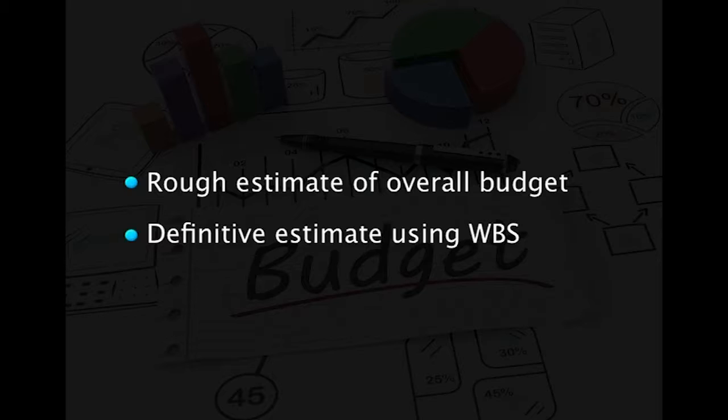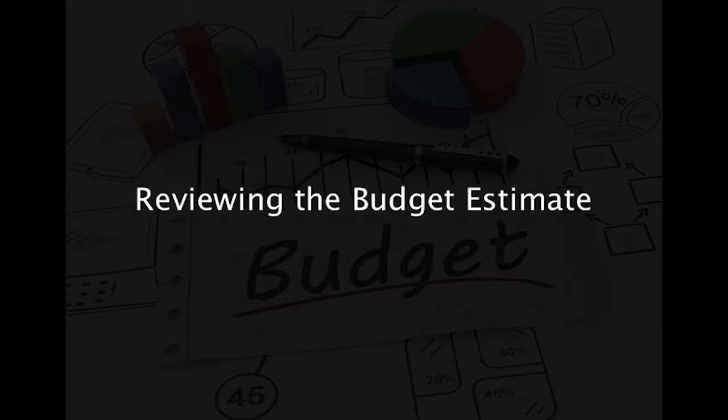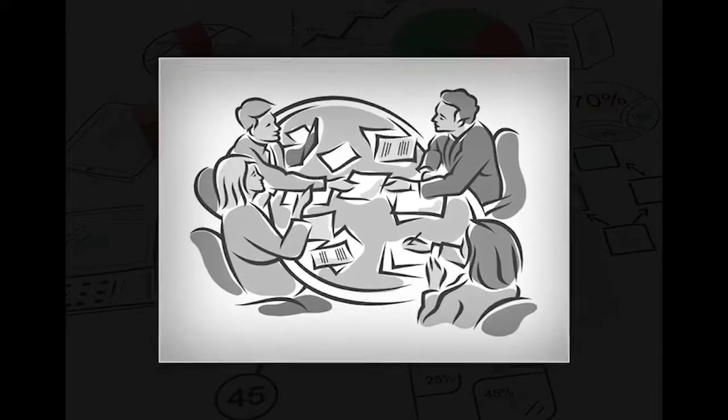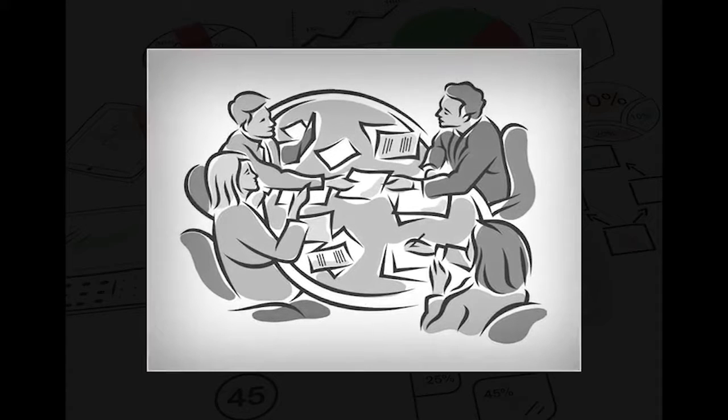Though the project manager is responsible for the budget estimate plan, many others such as senior managers and low-level managers are also involved in preparing it. Hence, through many negotiations among them, 2 types of estimates are prepared, that is the rough estimate of overall budget and the definitive estimate using WBS. Next is reviewing the budget estimate. It is always better to have the same people who reviewed the WBS and schedules review the budget. After reviewing, the project manager again interviews them to ensure that the budget is accurate.